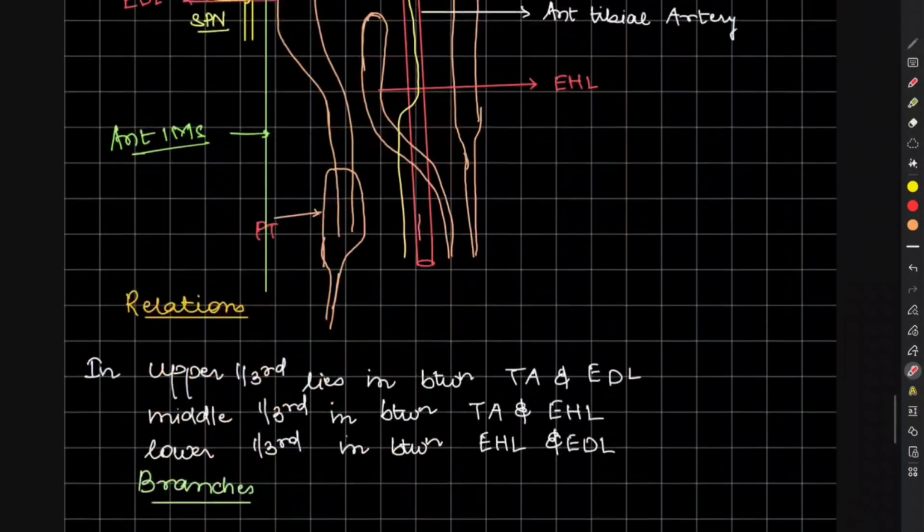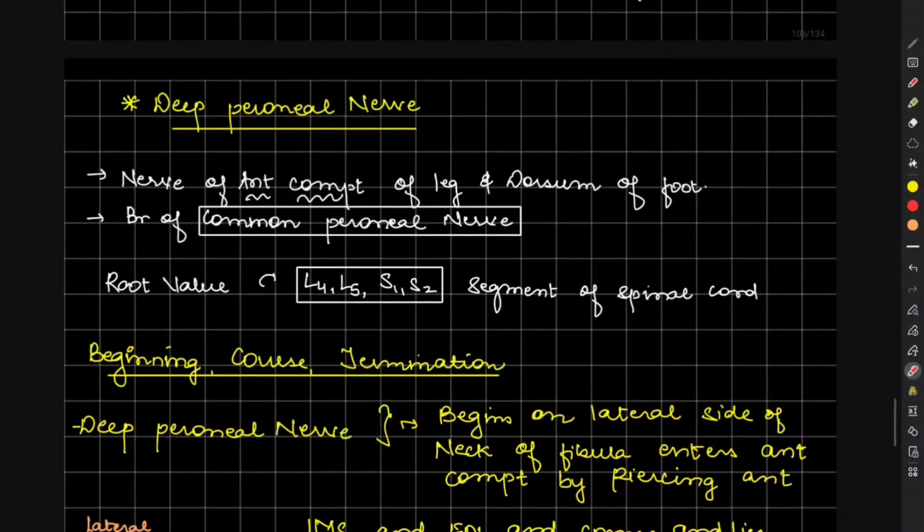Now, continuing the video, we will be completing the deep peroneal nerve also. The deep peroneal nerve is the nerve of the anterior compartment of the leg.